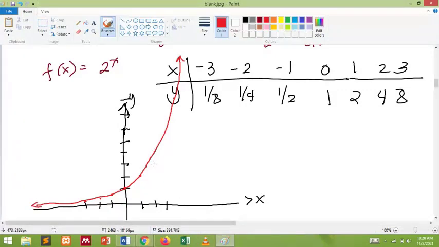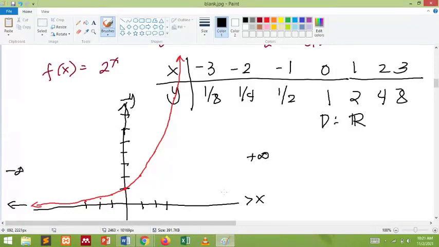Itong f(x), or function of x, is equal to 2 to the power of x. So some things that we can analyze from the graph itself is the domain, no? Because this extends to here, and this extends up to, it's going to be exponential. So your domain is obviously all real numbers, -infinity to +infinity.